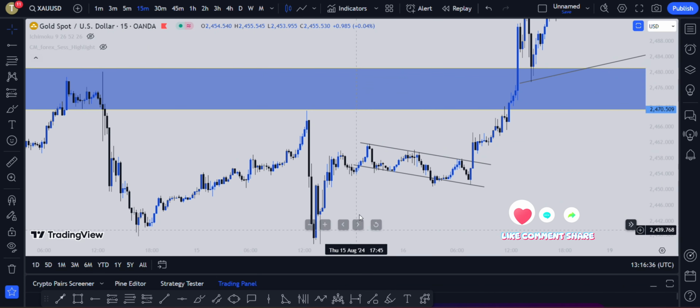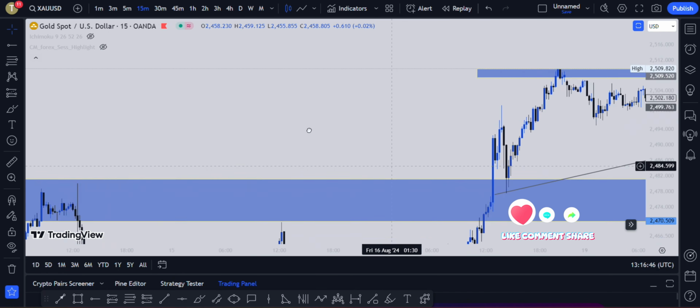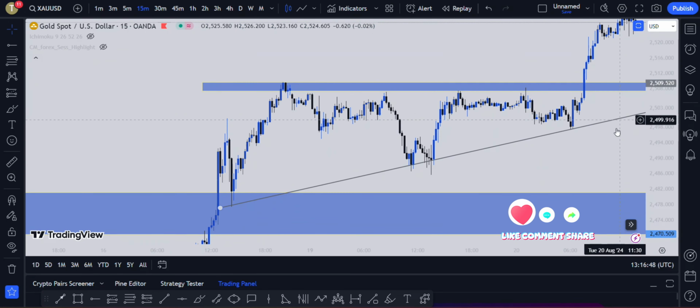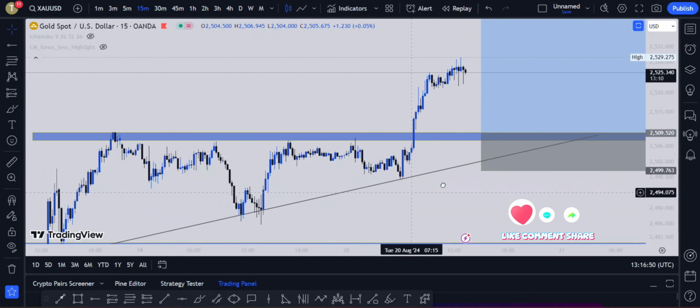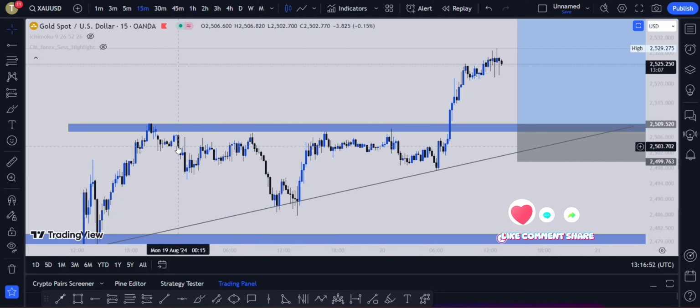This is one I spotted, but I didn't take this one because it wasn't really clear and it was around a monthly demand area, supply area, sorry. So we are actually looking for other entries now for a buy, and when that happens, we're going to be making the call, all right?